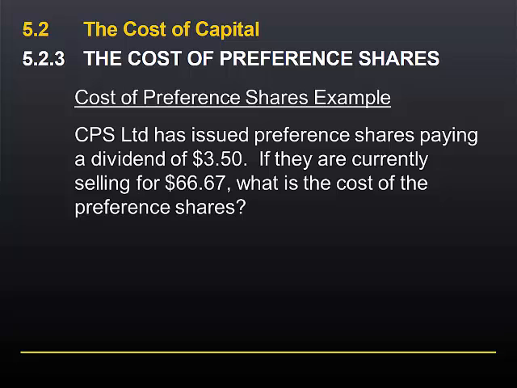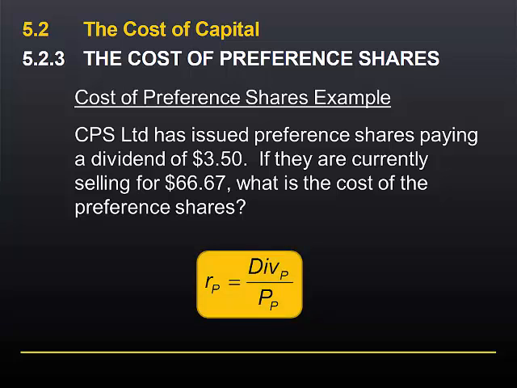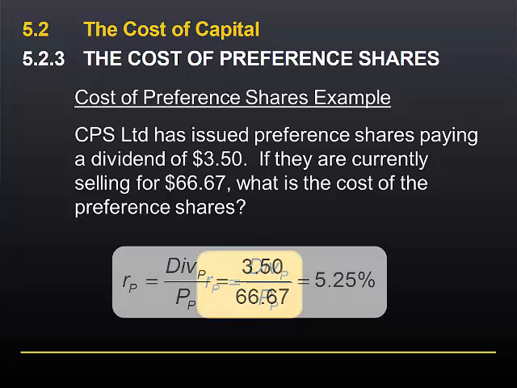CPS Limited has issued preference shares paying a dividend of $3.50. If they are currently selling for $66.67, what is the cost of the preference shares? We take the dividend of $3.50, divide by the price of the shares, $66.67, and the required return on preference shares is 5.25%.